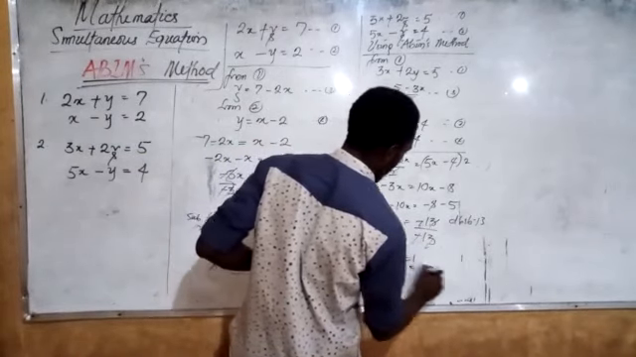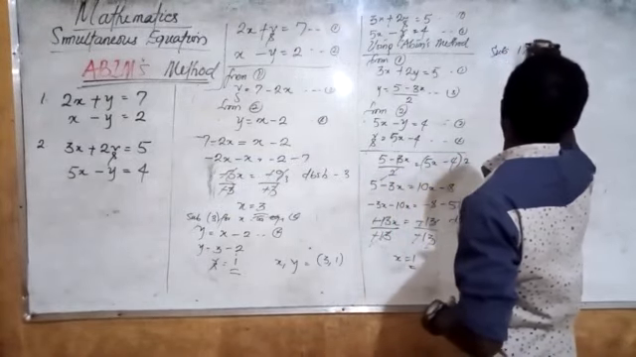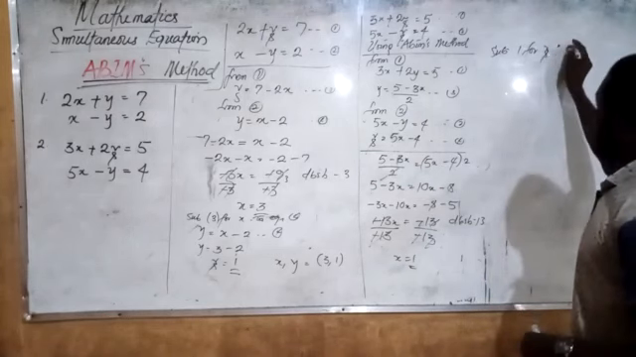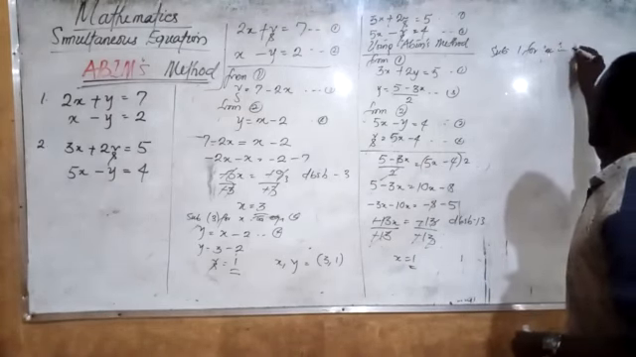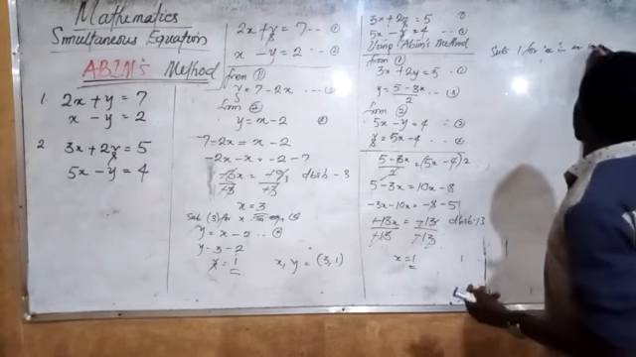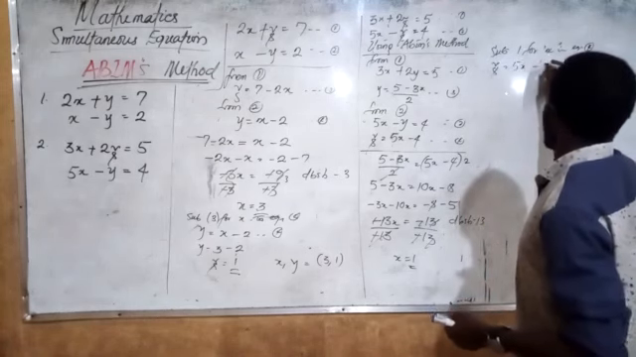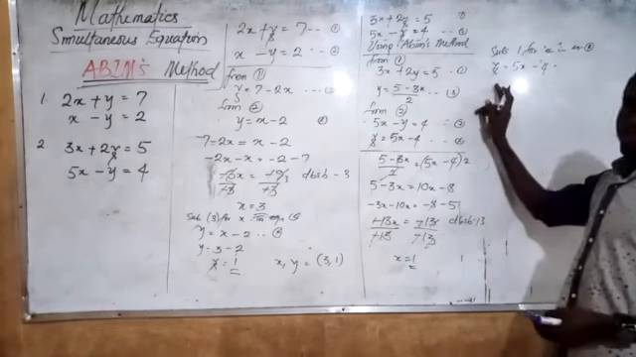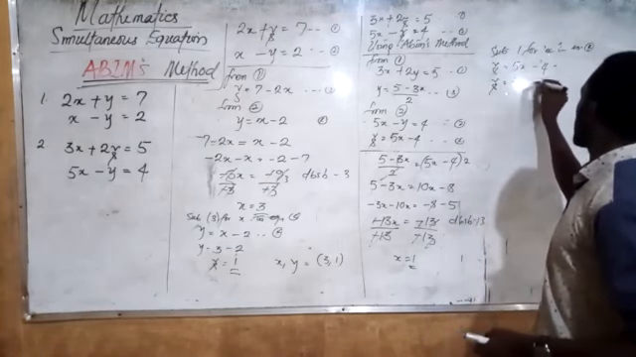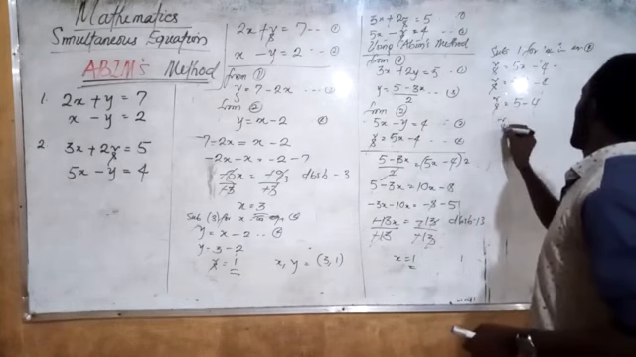So x equals 1. So we can then substitute 1 for x in equation 4. This is equation 4 here, y equals 5x minus 4. Anywhere we see x, you just put 1, so y equals 5 into bracket 1 minus 4, y equals 5 minus 4, and y equals 1.